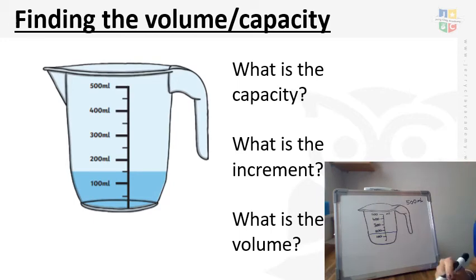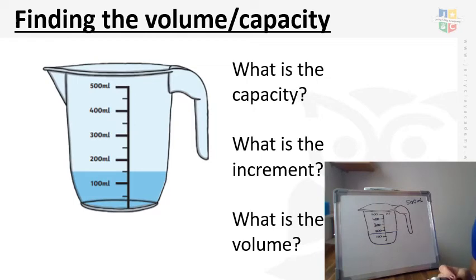Then I need to work out my increments. I can see that the big numbers are going up in 100, 200, 300, 400, 500. However, we need to know what each of these little lines is worth. So if I start from the bottom and count up in ones: 0, 1, 2. It's too small. Let's go up in twos: 0, 2, 4. Still too small. Let's go up in tens: 0, 10, 20. That says 100, so it's still not right.